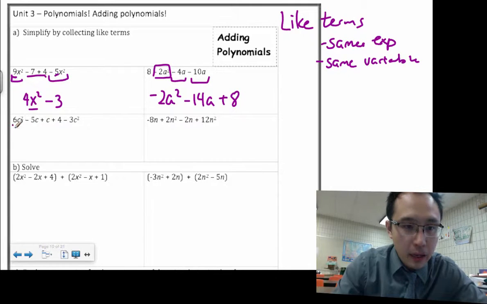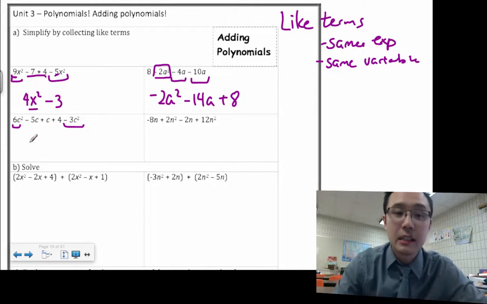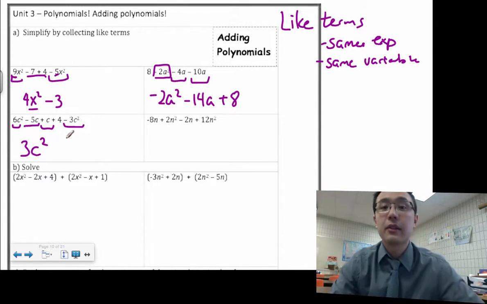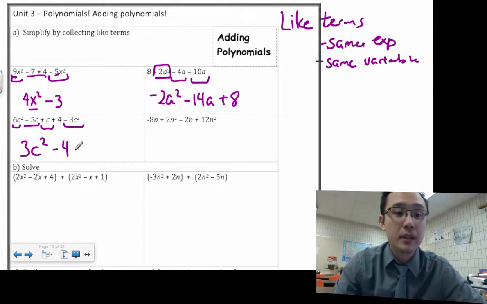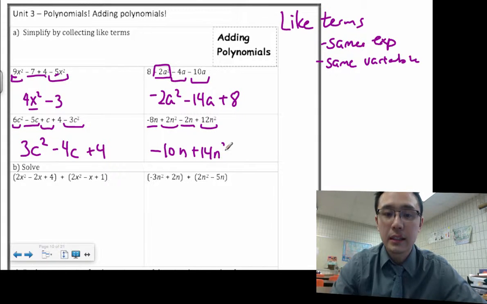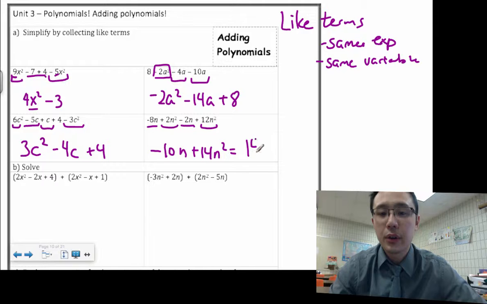Next one, like term, I have one here and a like term there because they're c squared. So 6 subtract 3 is 3c squared. My next like term is here and there, so that's going to be negative 4c plus 4. There you go. Next one, like term is here and there, so negative 8n and negative 2n, two negatives. Since they're combining, it's going to be negative 10n. This is another like term, so that's going to be plus 14n squared. You always want to put the larger variable in the front, so I'm just going to rewrite it like that.